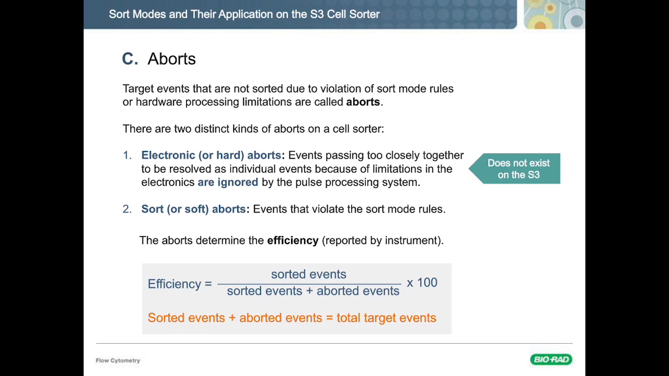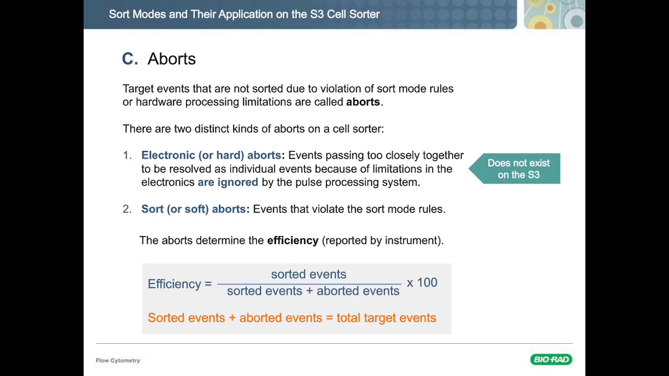Now, newer systems like the S3, that can be reduced or eliminated, and on the S3, there just simply aren't any coincidence aborts. We're able to look at everything that comes through that is above the threshold as individual events, process them, and have the benefit of storing all of the data before and after digitally so that we can look ahead in time and back in time to get that full area processing. So the electronic hard aborts have disappeared now on these newer systems like the S3. The soft aborts still exist.